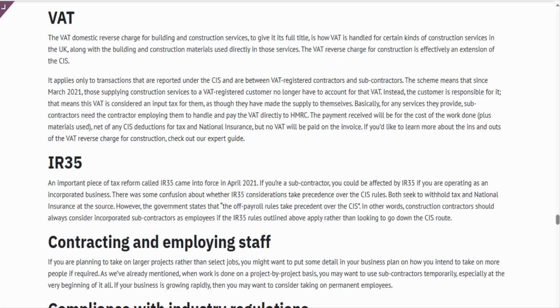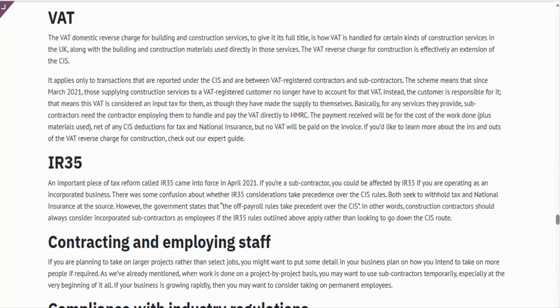Basically, for any services they provide, subcontractors need the contractor employing them to handle and pay the VAT directly to HMRC. The payment received will be for the cost of the work done, plus materials used, net of any CIS deductions for tax and national insurance. But no VAT will be paid on the invoice. If you'd like to learn more about the ins and outs of the VAT reverse charge for construction, check out our expert guide.